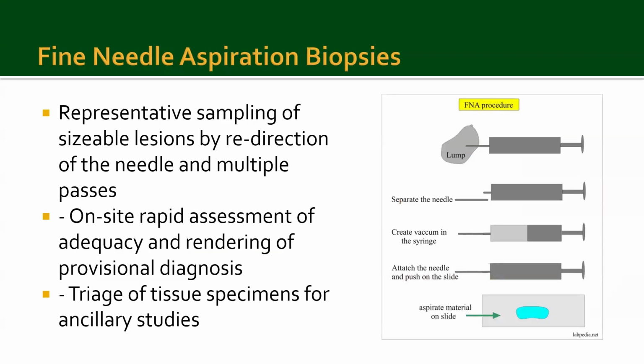For fine needle aspiration biopsies, these are representative samplings of sizable lesions of the liver, and these are obtained by redirection of the needle over multiple passes. On-site rapid assessment of the adequacy and rendering of the provisional diagnosis is done by the cytologist on-site, and this can be used to triage tissue specimens as well for ancillary studies.